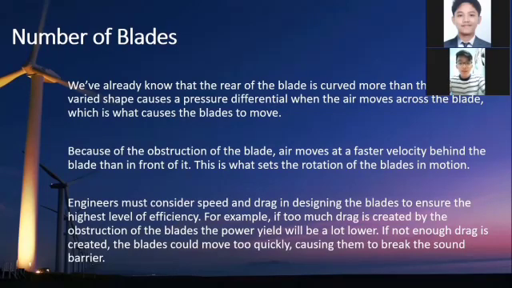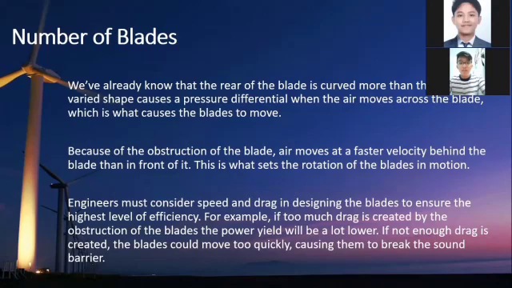We already know that the rear of the blades is curved more than the front. This body shape causes a pressure differential when the air moves across the blade, which is what causes the blades to move. Because of the obstruction of the blade, air moves at a faster velocity behind the blade than in front of it. This is what sets the rotation of the blades in motion.